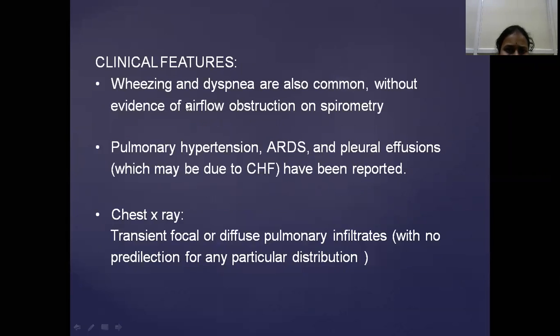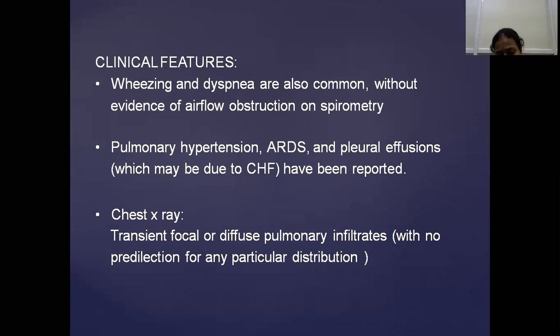What are the common clinical features? Other common features are wheezing and dyspnea, without evidence of airflow obstruction on spirometry. In this, there is no limitation of airflow, but wheezing and dyspnea are also common. And pulmonary hypertension, ILDs, pleural effusions have been reported in some cases. Chest X-ray shows transient focal or diffuse pulmonary infiltrates with no predilection for any particular distribution.